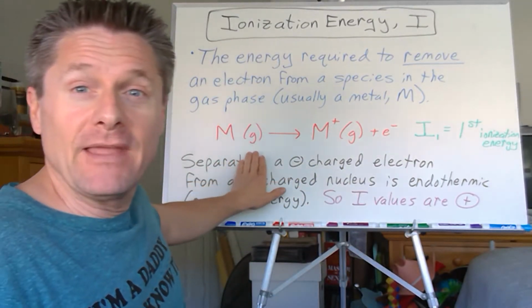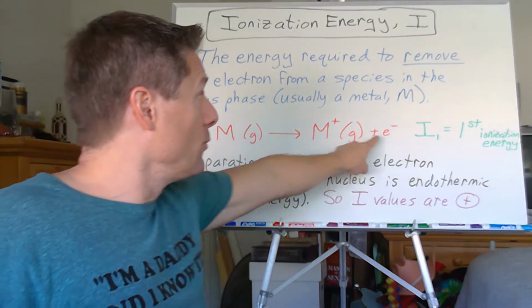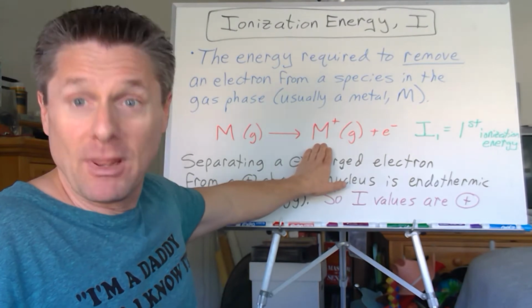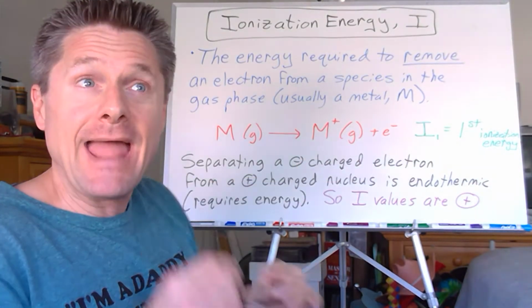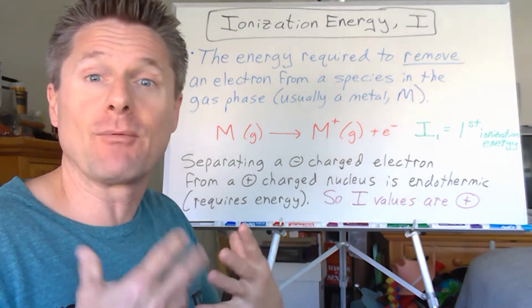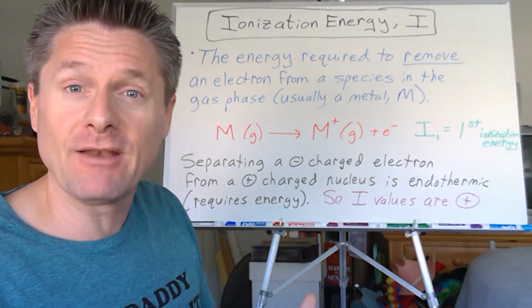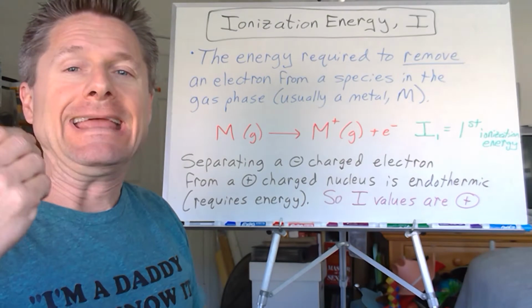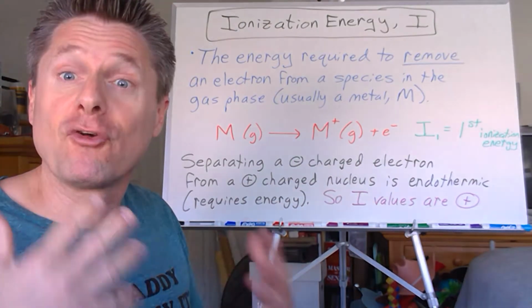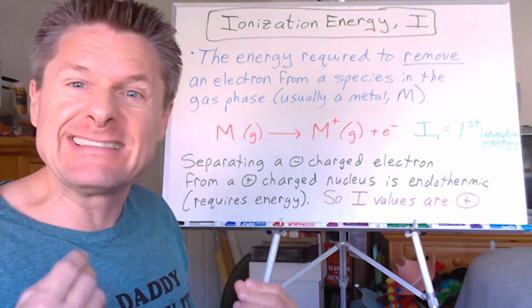So we have a metal in the gas phase, and we remove, pop that electron off to give us a +1 cation. Now, unless otherwise specified, we're talking about the ground state electron configuration, and we're removing the electron that's easiest to remove, the one that's furthest from the nucleus, that takes the least amount of energy.